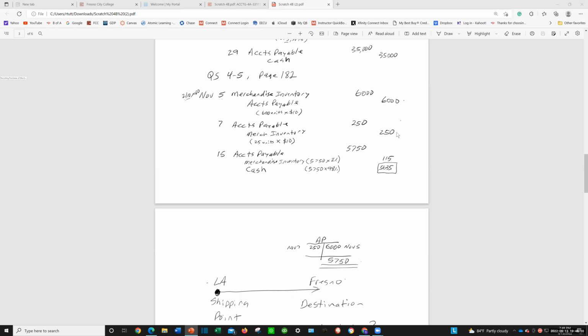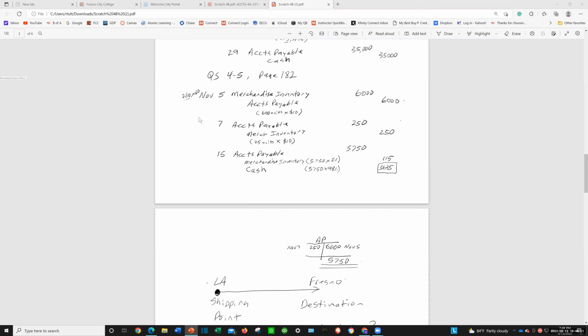The last one is on the 15th, pay the amount due from the November 5th purchase minus the return on November 7th. Okay, so how much do we really owe? Well, we owed $6,000, but then we returned $250 worth. So how much do we still owe? 6,000 minus 250 is 5,750. So what we owe is 5,750. But wait, we get to take a discount.